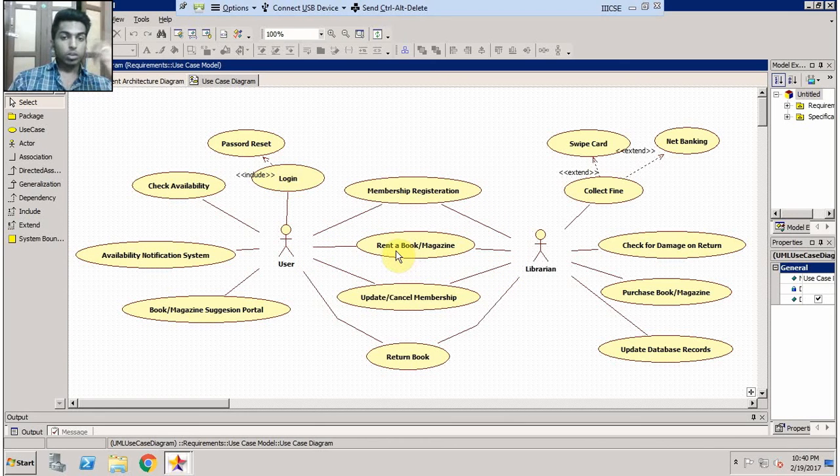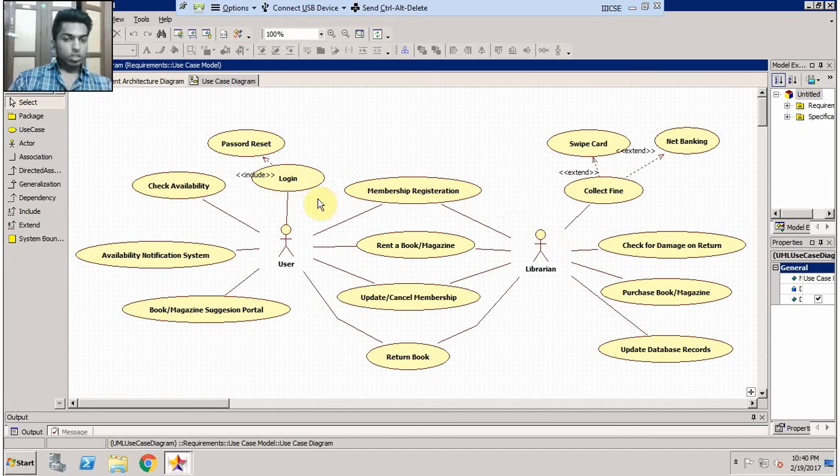Another similar one is to rent a book or a magazine. Once the user selects a magazine, he has to approach the librarian to book it. So that again requires interaction of both the actors. Then to update or cancel membership also requires attention of both the actors. Then the user may also return the book to the library after he's done reading.